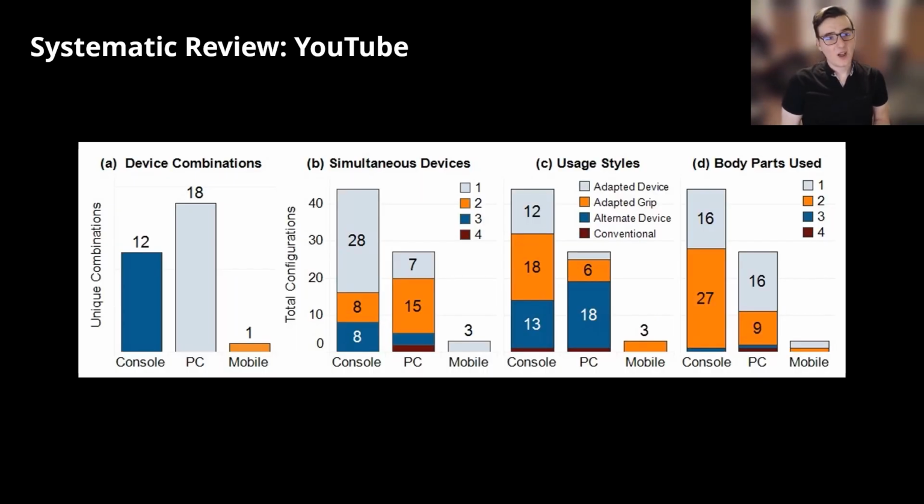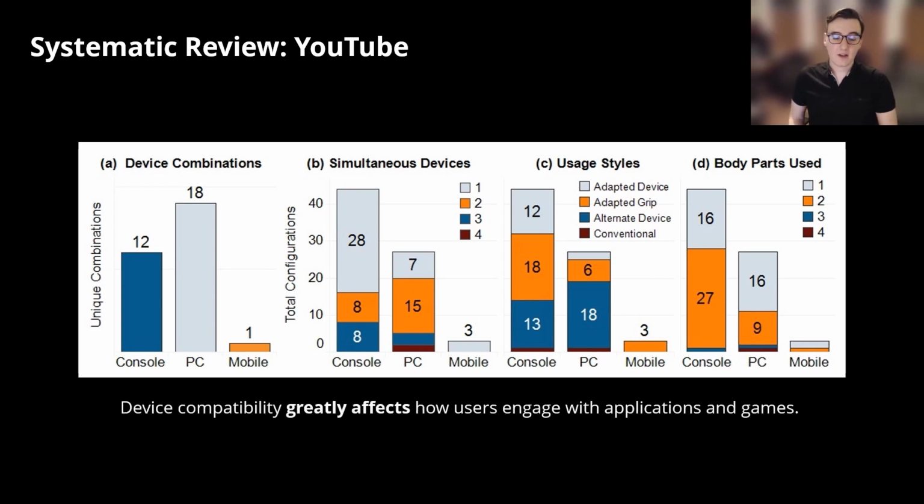I'm not going to list it all here, but our main findings are that most videos showed one device being used, but the vast majority of those one device videos showed users playing on a game console. Videos showing console gamers had a bigger variety in usage styles, but the videos showing PC gamers showed more alternate devices being used. Videos of console gamers showed them using multiple body parts more often. In terms of the lesson learned, the differences in device compatibility between console and PC games affect how users engage with these games, from body position to device choice.